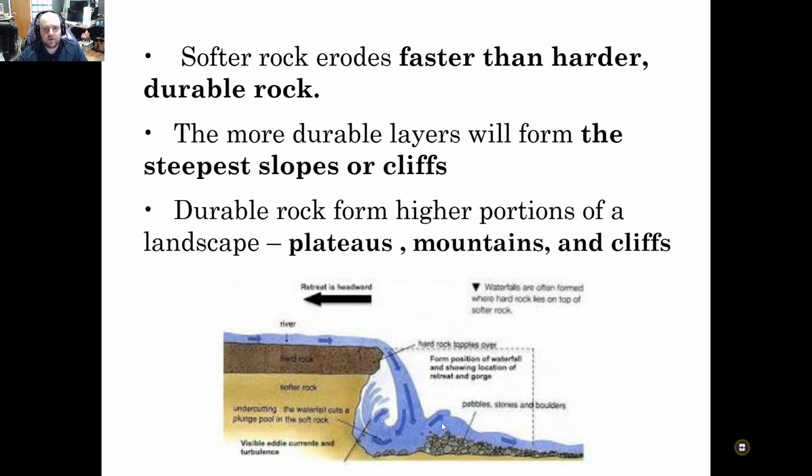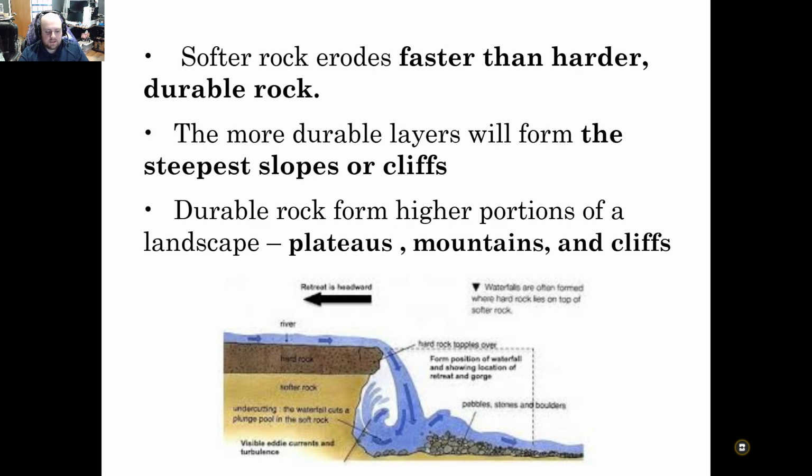We see this in areas like the Niagara Falls here in New York, where you can actually trace back the history of how the rock layers and how it has receded over time. And we've used this to help to get kind of a picture on the age of things here on Earth, to date things. Okay? So the more durable the rock is, it's going to form the higher portions of the landscapes. So the plateaus, mountains, and even cliffs.